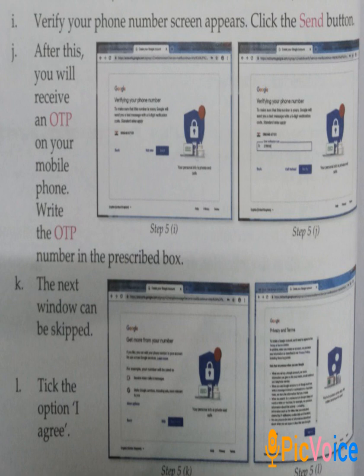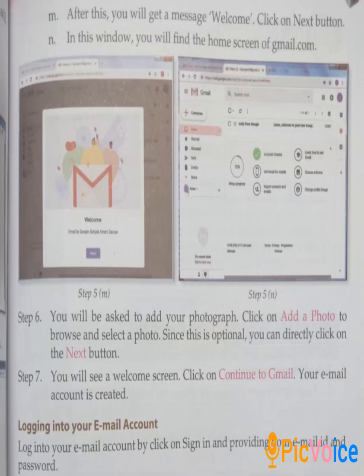K. The next window can be skipped. L. Tick the option I agree. M. After this, you will get a message, welcome. Click on next button. N. In this window, you will find the home screen of gmail.com.